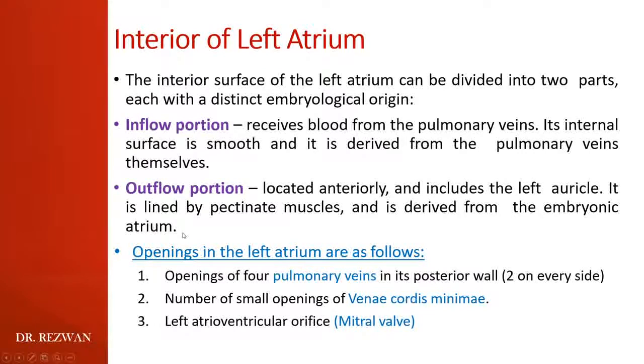What are the openings present at the left atrium? The opening of the 4 pulmonary veins at its posterior wall, 2 on each side, we know that. A number of small openings from the venae cordis minimae, which were also present in the right atrium as well, and the left atrioventricular orifice or the mitral valve.